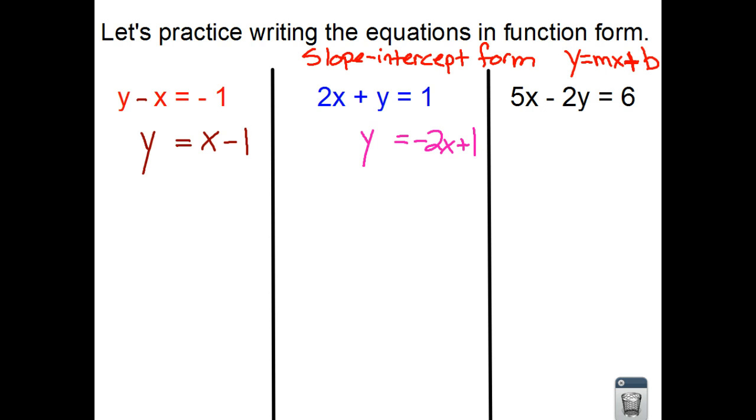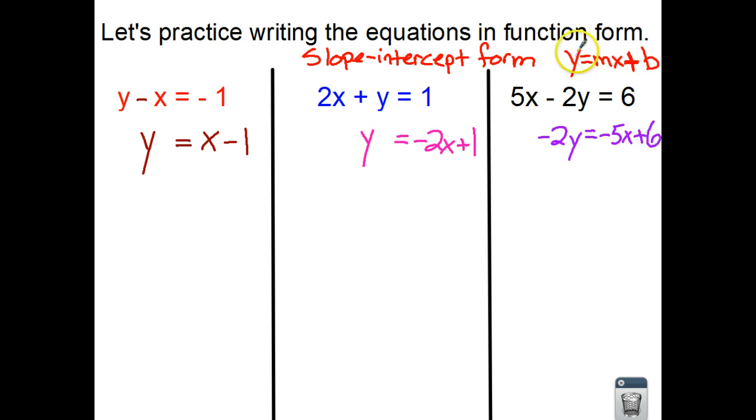Now the last one, there's an additional step. I see that there's a -2 attached to the y. I'll take care of that in a minute. But let's stabilize that -2y. I've got my equal sign. I have to take my 5x, throw it to the other side, so I'm in slope-intercept form. So 5x to the other side is -5x, keeping my 6 on the right.